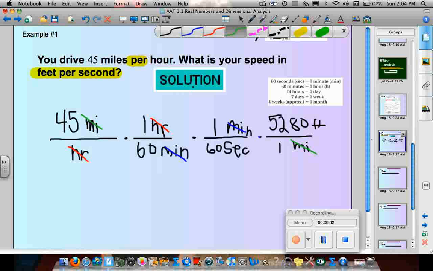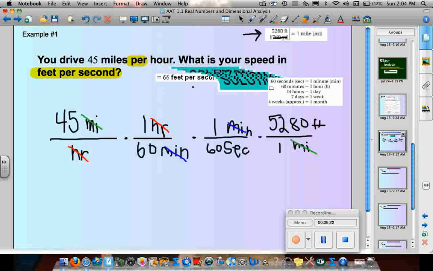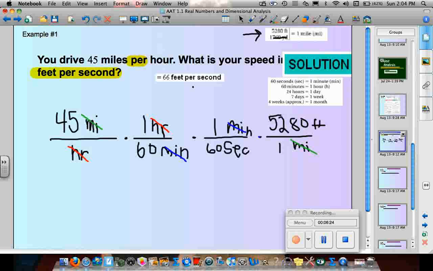This fraction, this fraction, this fraction, they're really multiplying by 1. It's not doing anything. What I'm doing is just changing the units. So now to find my answer in my calculator, I'm going to take 45 times 5280, hit equals, and then divide that by the quantity 60 times 60. And what we're going to get is 66 feet per second. So you can try that one out.